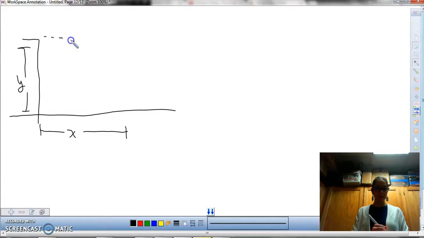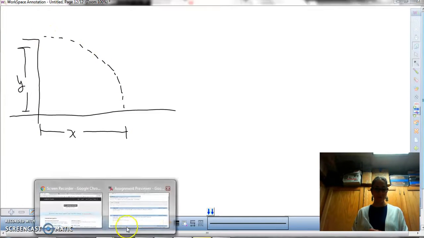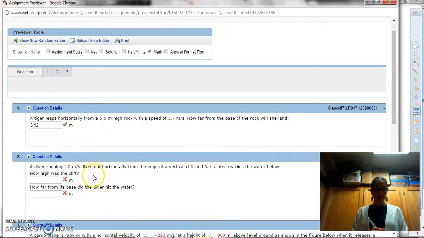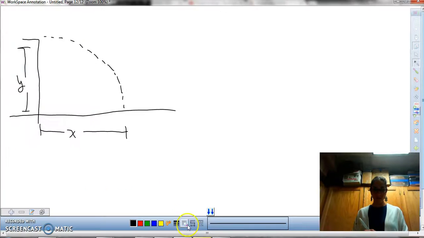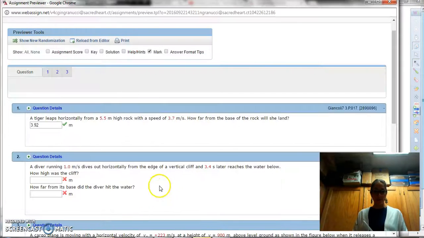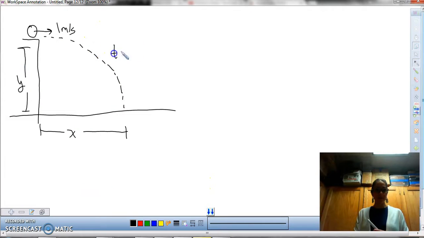The question asks how far and how high. And we know that the diver will make this motion. So again, this is a horizontally launched projectile because the diver dives out horizontally. So that's our key word. I'm making the diver a circle here. We know the speed there. But we also know how long it took. That is in the problem as the 3.4 seconds later. So the time it took to make this motion is 3.4 seconds.